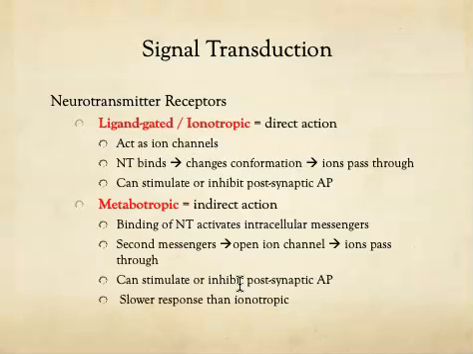But there's an extra step involved with a metabotropic receptor. The neurotransmitter binds to the receptor, sets in motion a second messenger, which opens up an ion channel nearby, which sends ions through. So a metabotropic receptor is just a little bit slower than an ionotropic receptor.